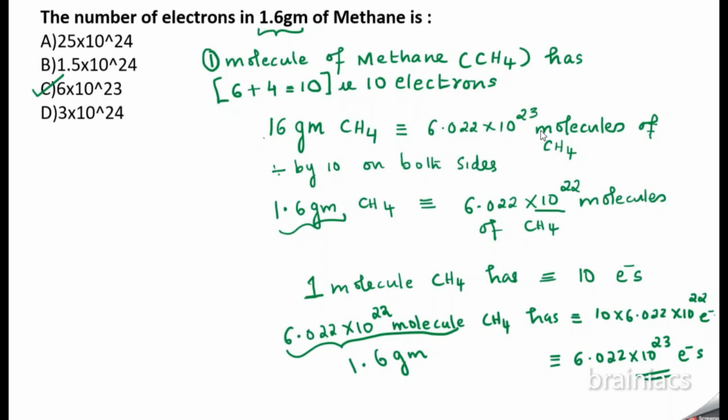So the strategy is very simple. They can give either the mass, mole, or whatever be the case. First you find for one molecule how many electrons, then convert that mass or mole to the corresponding number of molecules. Now we know that one molecule has how many electrons, so the corresponding number of molecules has how many electrons you can calculate. That will be the respective answer for that question.